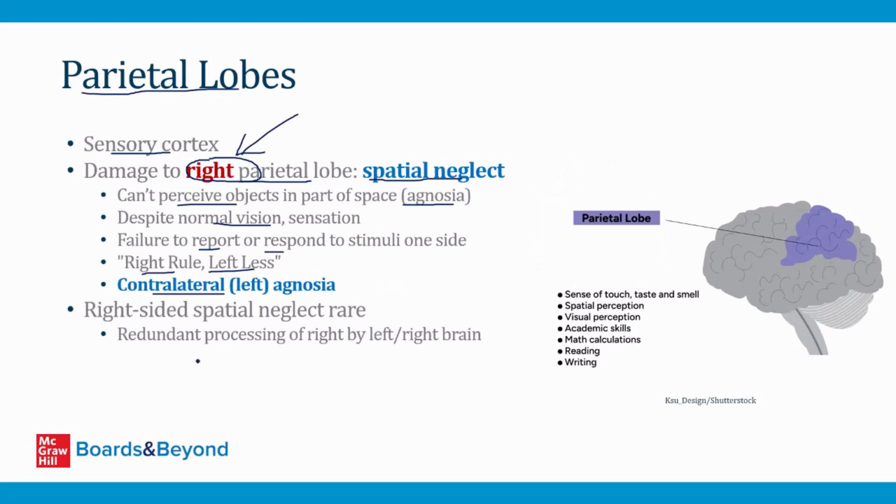You generally always see spatial neglect on the left side, like what I just drew with that clock. You almost never see it on the right side. And that's because there's redundant processing of right-sided sensory information by both the left and right brain. So even if you have damage to the parietal lobe on one side, the other side of the brain, the other parietal lobe, can help process information from the right side of space. So what you always want to remember about spatial neglect is that it indicates a lesion of the right parietal lobe, causing left-sided or contralateral agnosia.